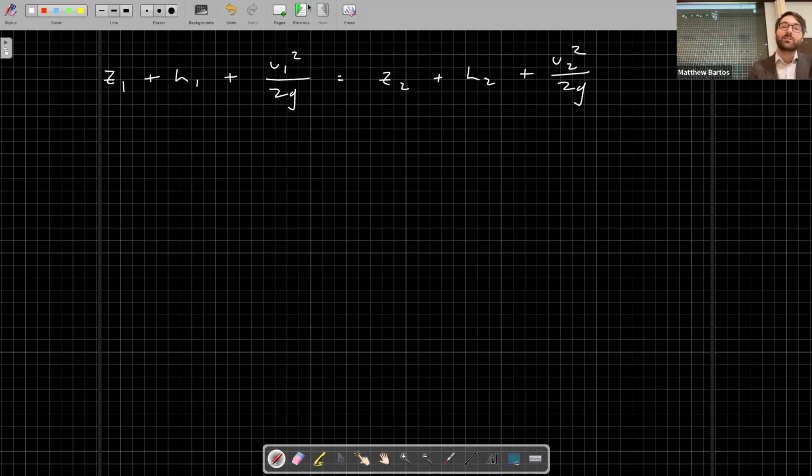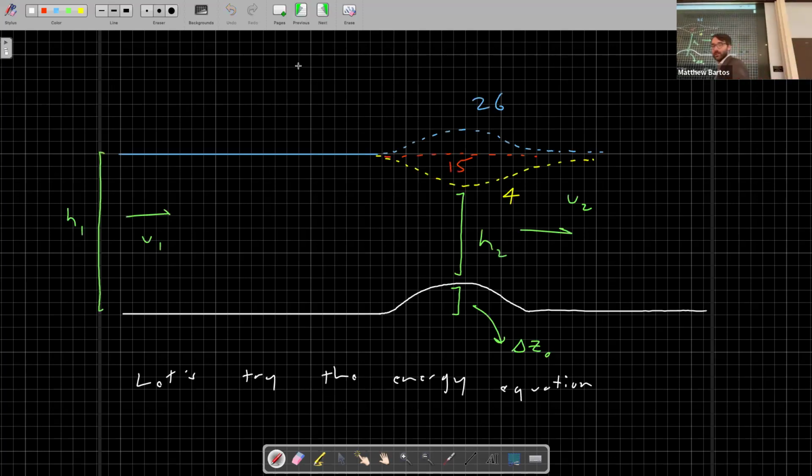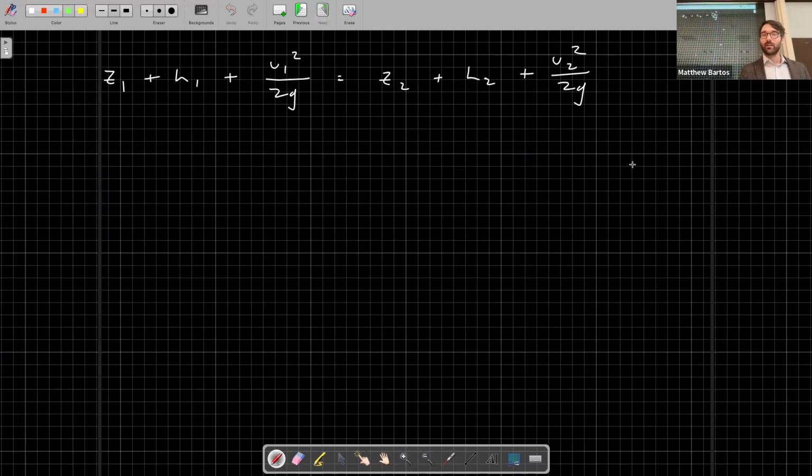Oh, and there's one thing I forgot to mention. So we're looking at a relatively short distance, so the frictional losses are negligible. And this is a smooth transition, so we're not going to encounter minor losses. So we're going to assume no energy losses. Okay, so we have that the energy at the upstream end is equal to the energy at the bump.